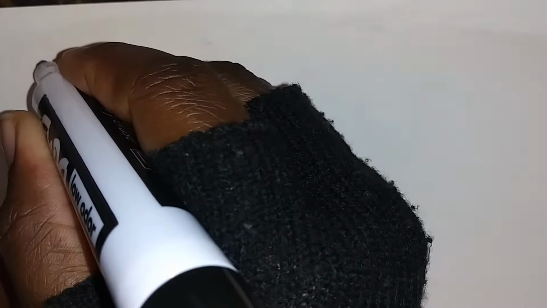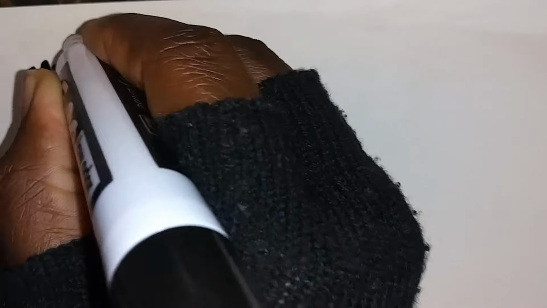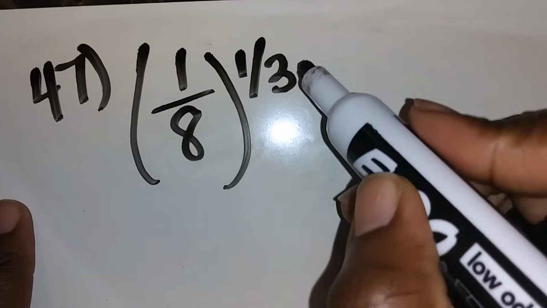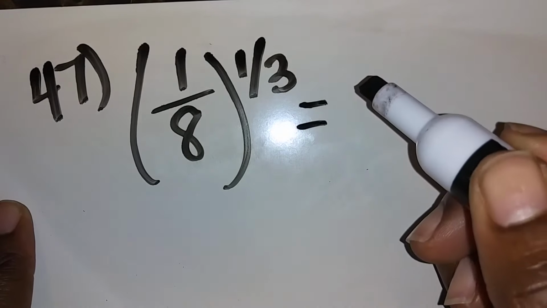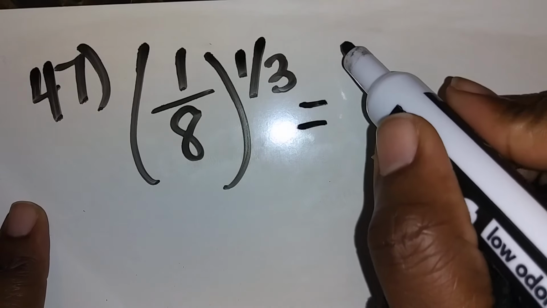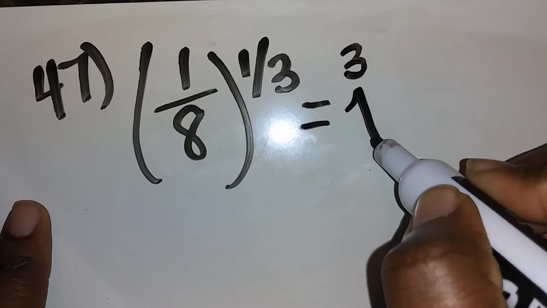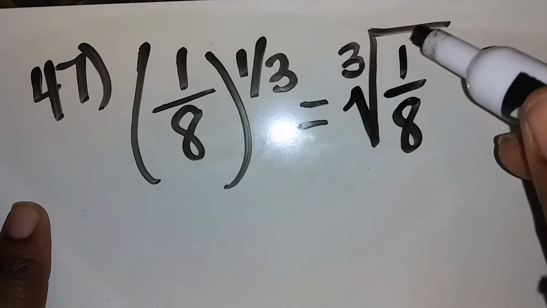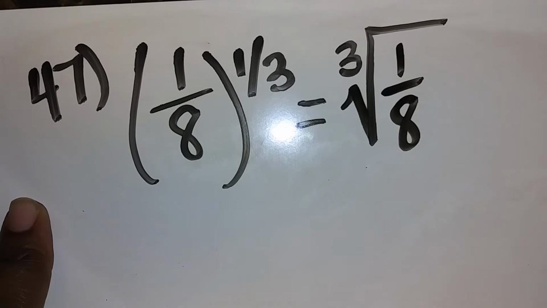Look at number 47. So 47, I have 1/8 to the 1/3 power. And I want to rewrite this as a radical notation. So I have the cube root this time of 1/8. And it's understood to be to the 1 power. So I don't have to write that 1 there. It's understood to be to the 1.